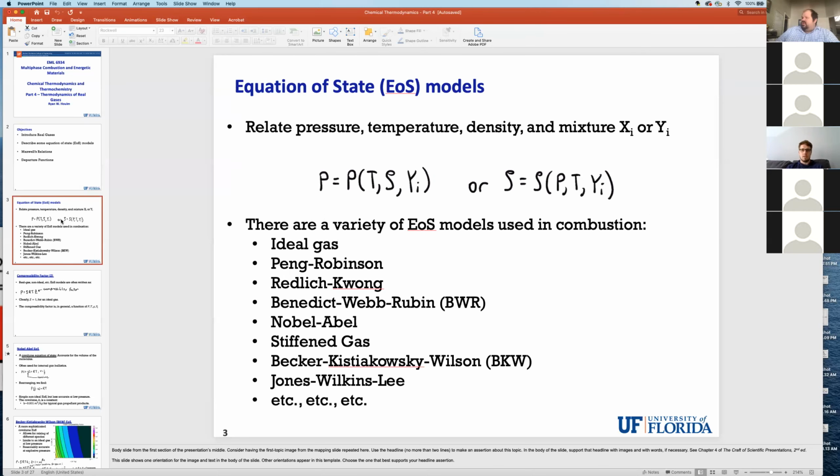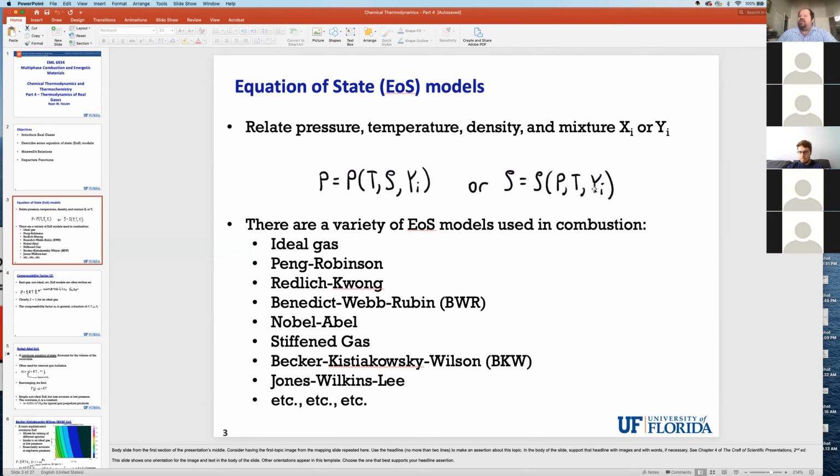So equation of state, I'll call those EOS models, and we call them models because, at least from the high explosive world, they are often empirical models, and not equations of state in the strict sense of the word. Really, an equation of state relates pressure, temperature, density, and also the mixture composition, either in terms of mass fraction or mole fraction, or number of moles of species i, things like that. So it's just some function.